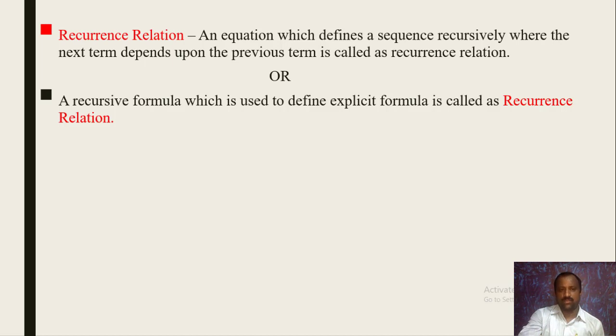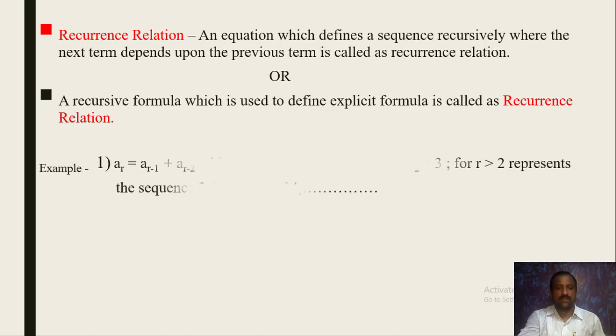What is the definition? An equation which defines a sequence recursively, where the next term depends upon the previous term, is called a recurrence relation. That is, a recursive formula which is used to define an explicit formula is called a recurrence relation. With the help of the recursive formula, we can find out the explicit formula. That is, recurrence relation is a combination of both recursive formula and explicit formula.